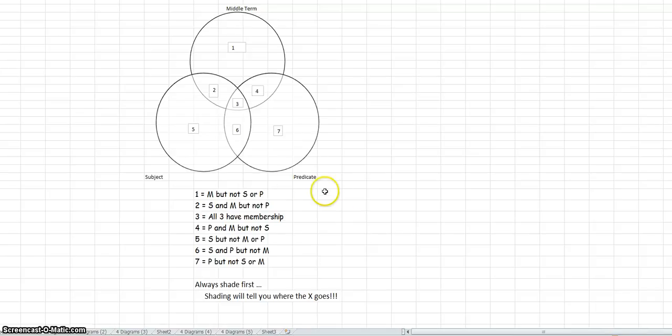One other thing we want to remember: on an A statement, we shade the whole Pac-Man. So if it were all S are M, all subject are middle term, I would shade 3 and 6. That's just one of the rules to keep in mind. On an E statement, we would shade 2 and 3.